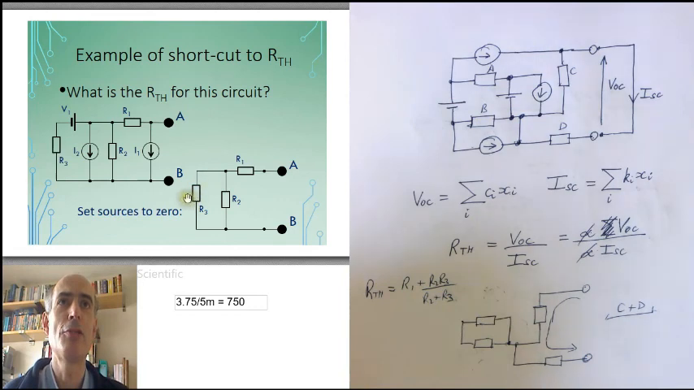And this is often easier to work out than the open circuit voltage, the short circuit current, and then dividing them.